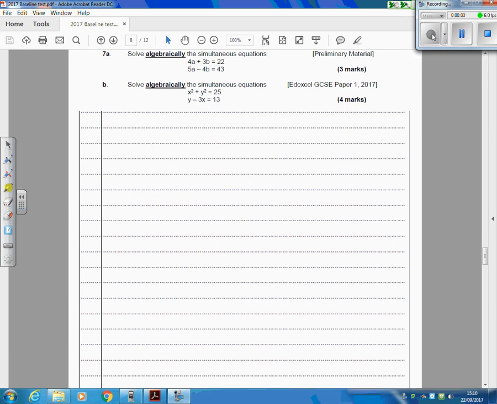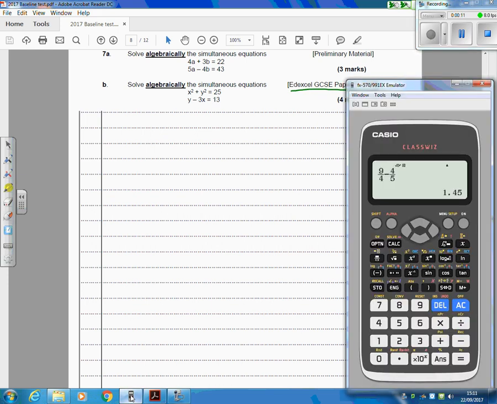Question 7a was done really well. Question 7b, as it came from an exam paper, was not done very well. And let me just show you on the calculator. You can do 7a directly on the calculator.